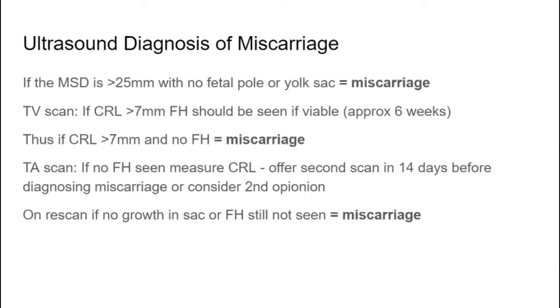The reason we have these criteria are to try and reduce avoidable harm. So basically, you wouldn't want to intervene with management of miscarriage if there was any possibility of this being a viable pregnancy. So that's why we have these careful criteria, and these are based on the NICE guidelines.